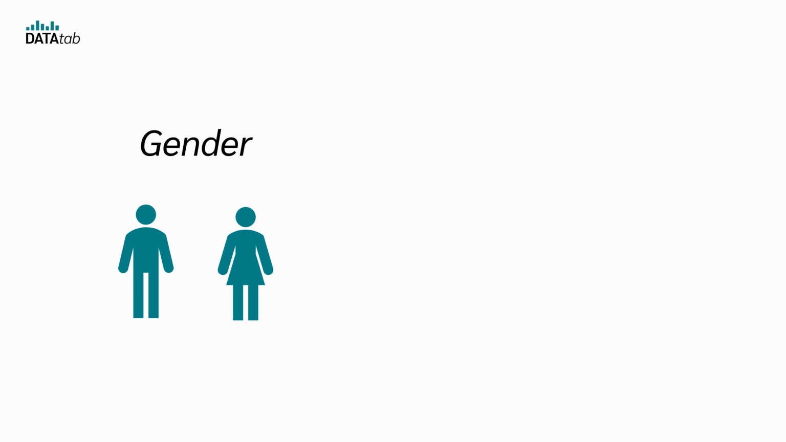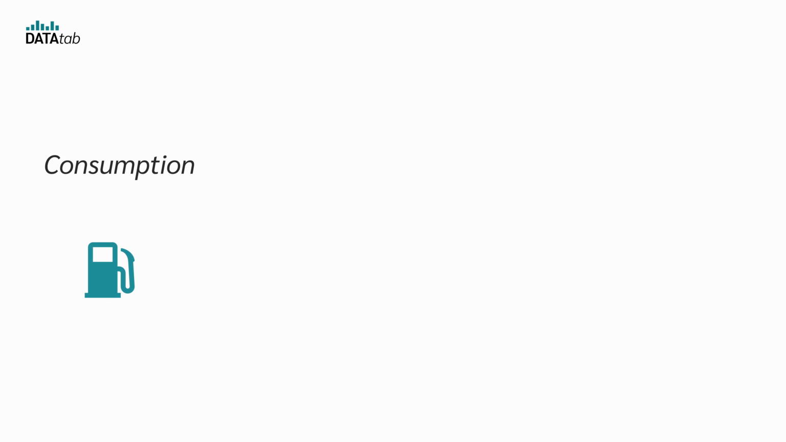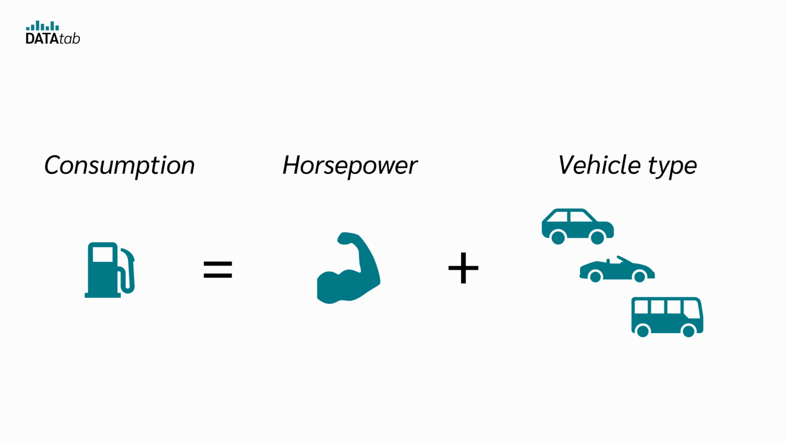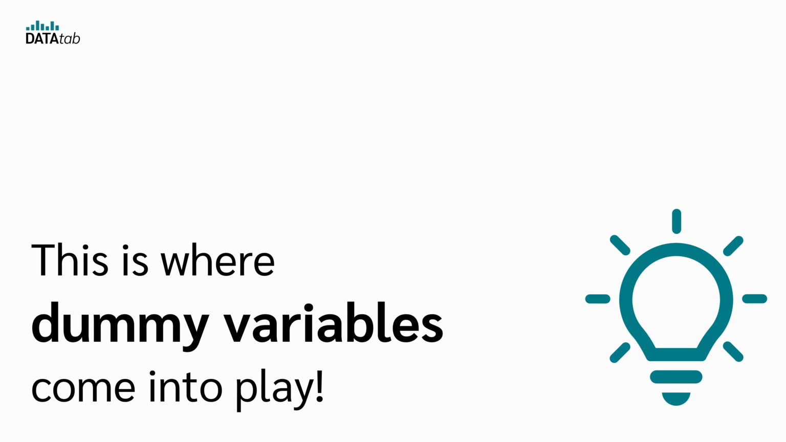Now that we've discussed how to handle variables with two values, let's explore how to approach variables with more than two values. Let's say we want to predict the fuel consumption of a car based on its horsepower and vehicle type. To keep it simple, let's say there are only three vehicle types: sedan, sports car, and family van. Thus, we have a variable vehicle type with more than two categories. However, as we know in regression, we can only include variables with two categories. So what's the solution? This is where dummy variables come into play.